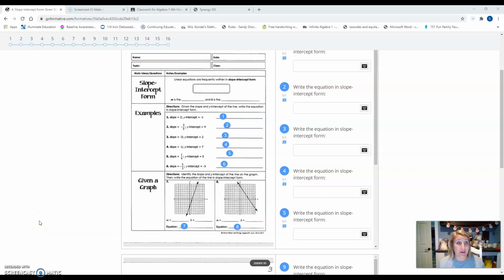All right, so I wanted to show you how to do this in GoFormative. So I did number one in the notes today. The answer to number one was y equals 2x minus 1, and then you get a little green dot. Yay! Then for number two, number two has a negative fraction slope.